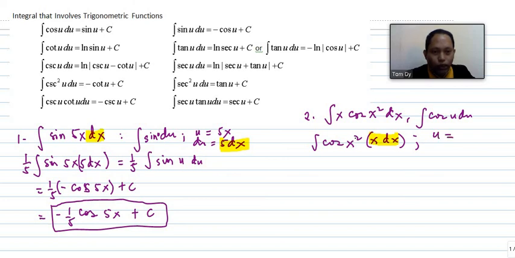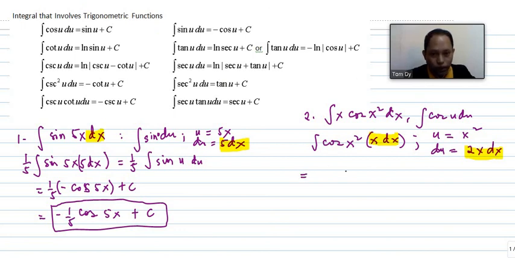Our u is equivalent to x squared, so cosine of u, therefore u equals x squared, and then its derivative of x squared equals 2x dx. So if you have noticed, this is x dx, and then this one is 2x dx. Again, the difference is the presence of number 2.